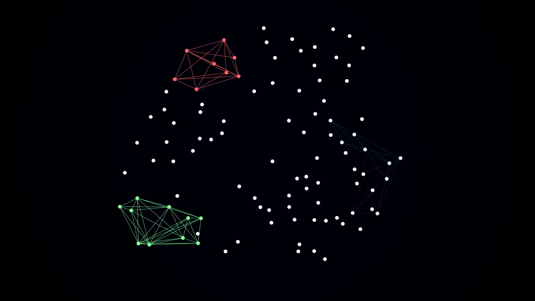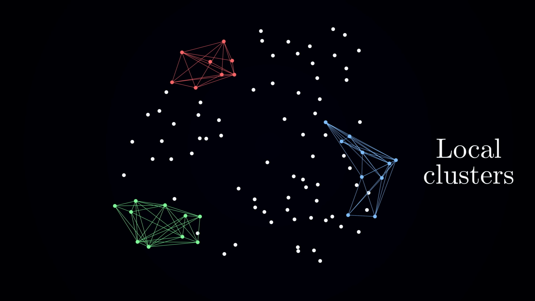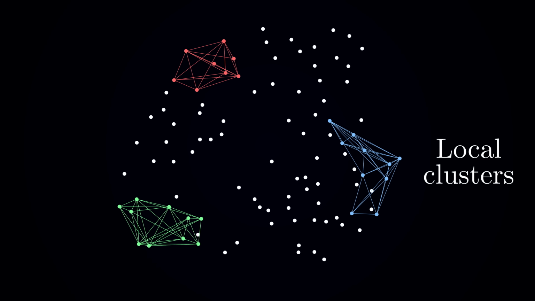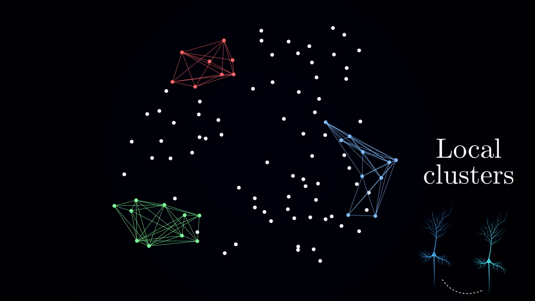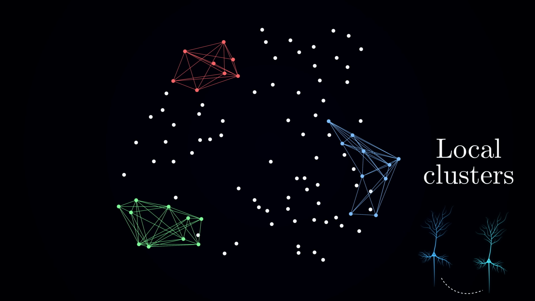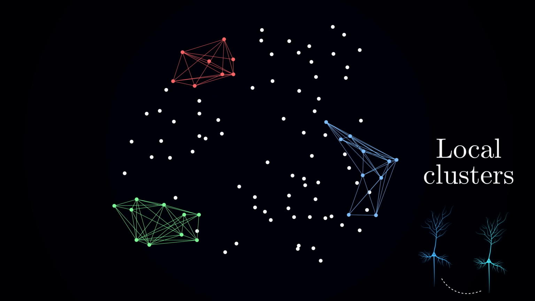Imagine you're designing a system, like a city, a computer network, or a brain, that needs to perform two competing functions. On one hand, you need tight-knit, local groups where elements work closely together. In a city, these are neighborhoods where people frequently interact. In the brain, these are local circuits processing specific information, like recognizing edges in an image or controlling hand movements.